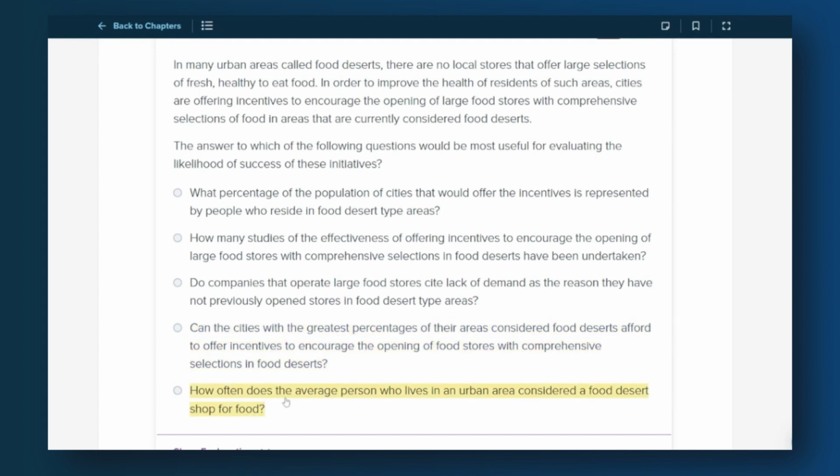E, how often does the average person who lives in an urban area considered a food desert shop for food? How often someone shops for food could maybe be tied into the argument in some way, but it's not direct enough because they sell vegetables fresh and frozen. If people shop every day, then it would help them. If they shop once a month and it's still more convenient, then it could still promote health in these citizens' lives. So the answer to this one isn't terribly helpful either way. Best answer is C.